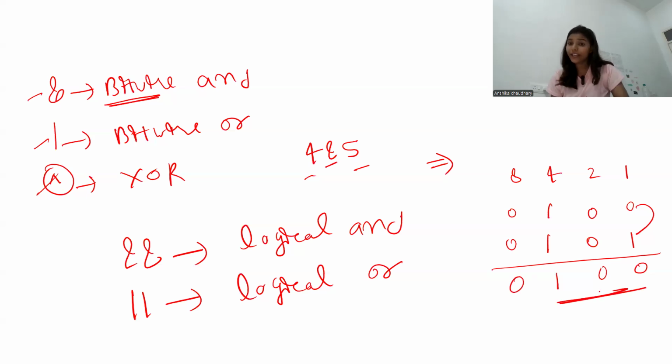Now again we need to convert this into an integer. So what is this? This is nothing but 4. So the answer of 4 and 5 will be 4. This is how you can take bitwise AND.